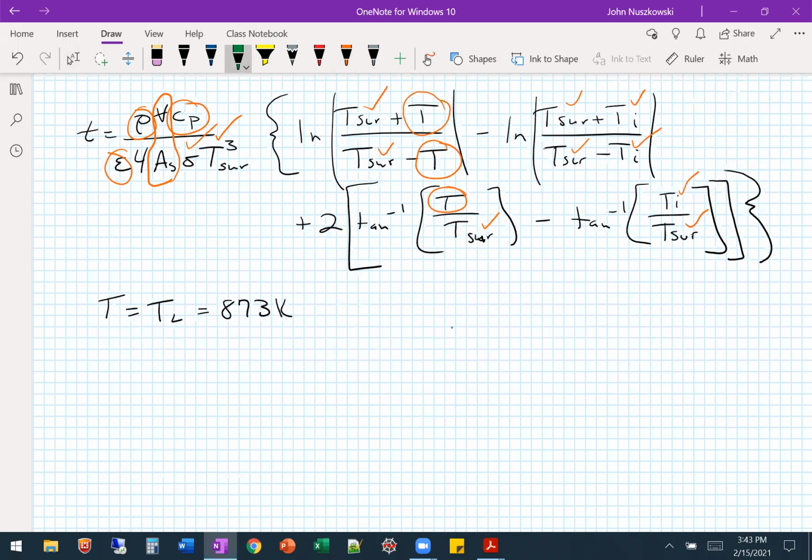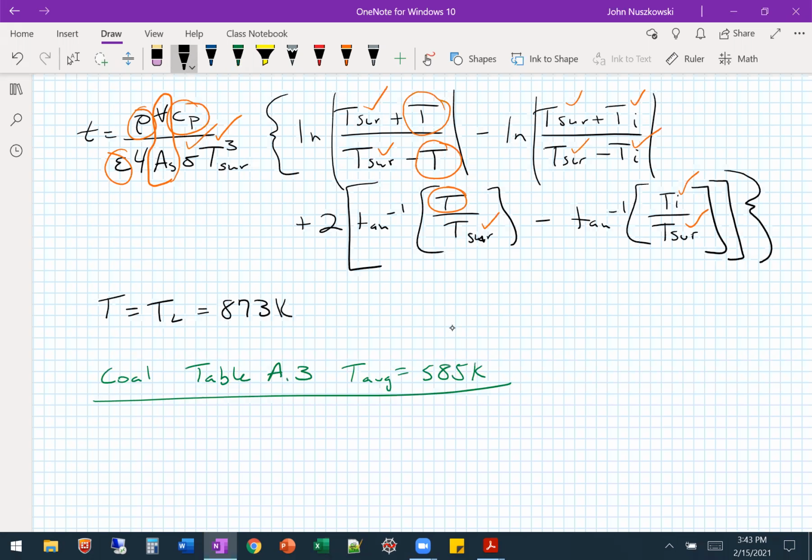We can do like we did in the last problem, right? We have coal. So in Table A3, we have properties, and we take again T average, which is 585 Kelvin. That gives us a density of 1350 kilograms per meter cubed, a specific heat of 1260, and a thermal conductivity.